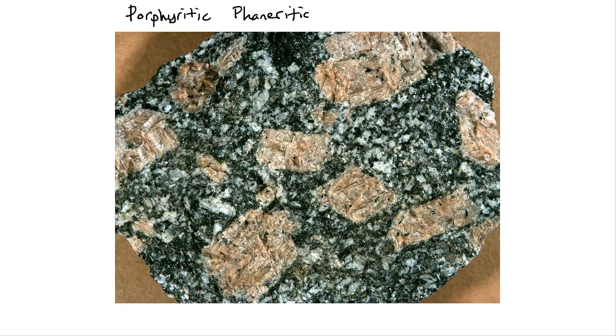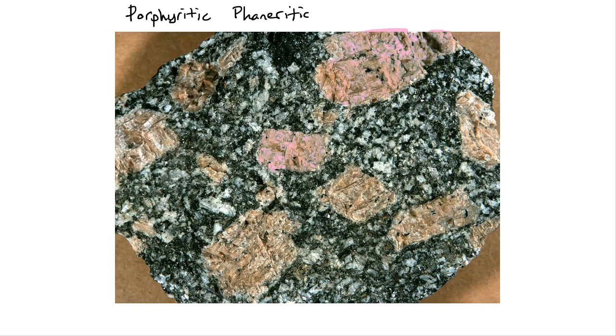Yet some of the crystals, these ones that are in orange here, or these kinds of ones here, these large crystals here are much, much larger than the others. They may be 100 times larger than the small black and white ones that we can also see with our naked eye. So it does in fact have two different sizes of crystals, which is actually the origin of the word porphyritic, yet all of the crystals are phaneritic.